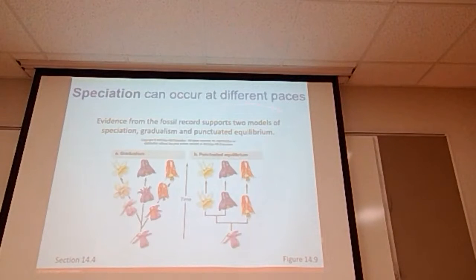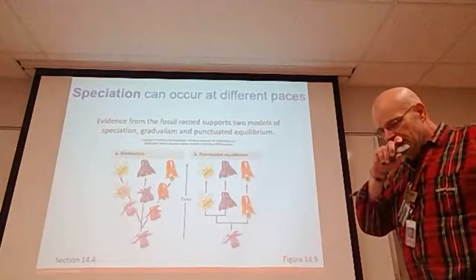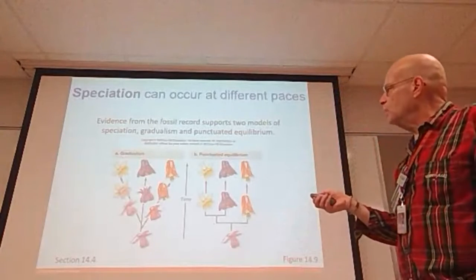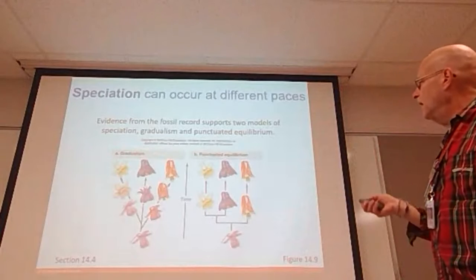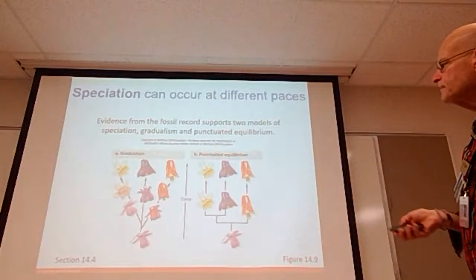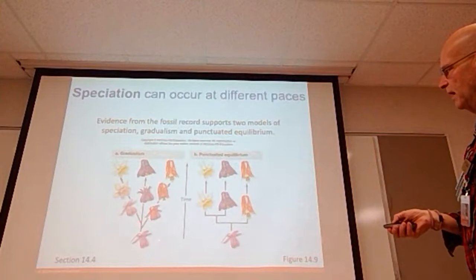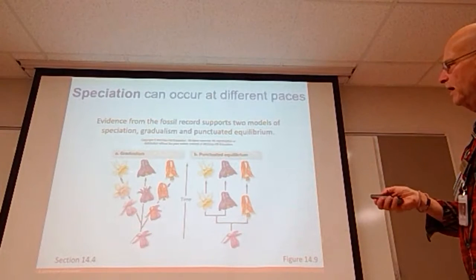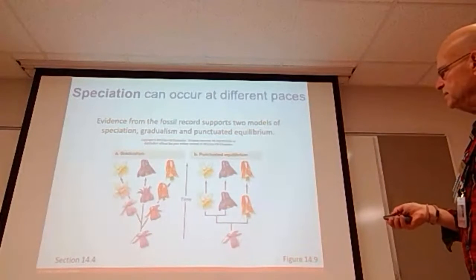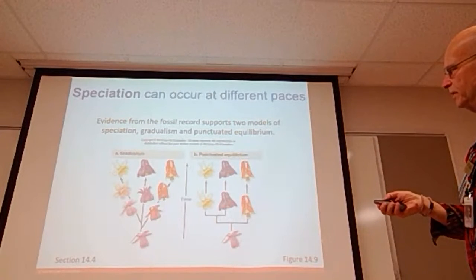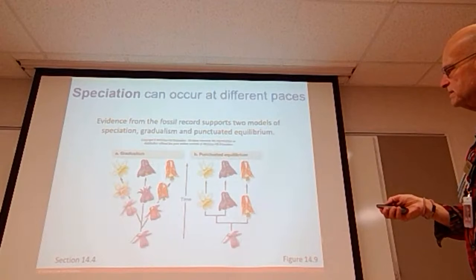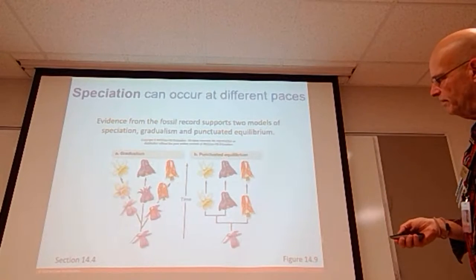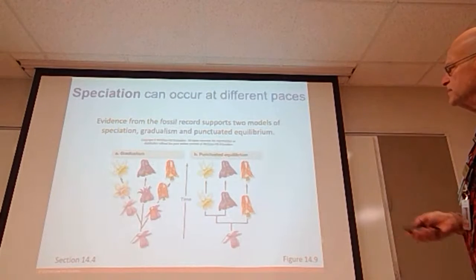Speciation can occur at different paces. There are two concepts or ideas of how speciation occurs. One of them is called gradualism. Another one is called punctuated equilibrium. Here we start off with a flower, a historical flower. You see it's purple. Then eventually through many stages, it's going to become, here's my original purple, but we've now got a slightly different looking red flower and a slightly different looking white flower, all from this same ancestral organism.